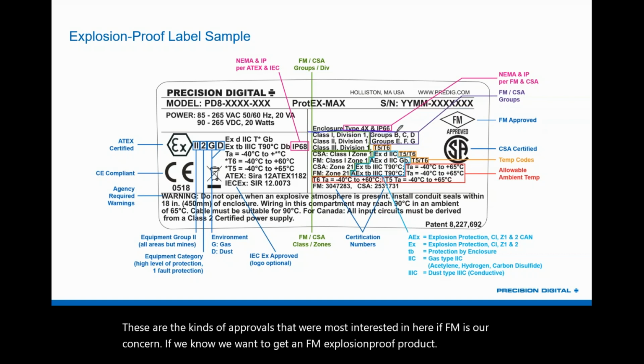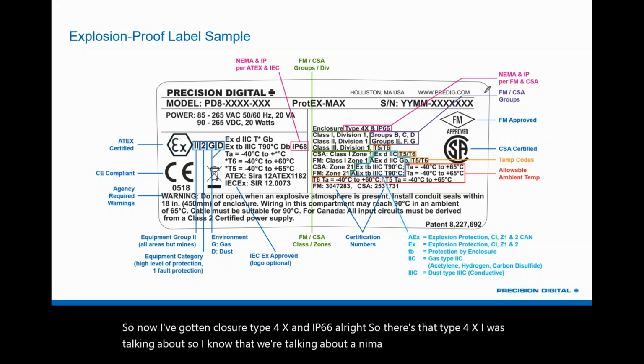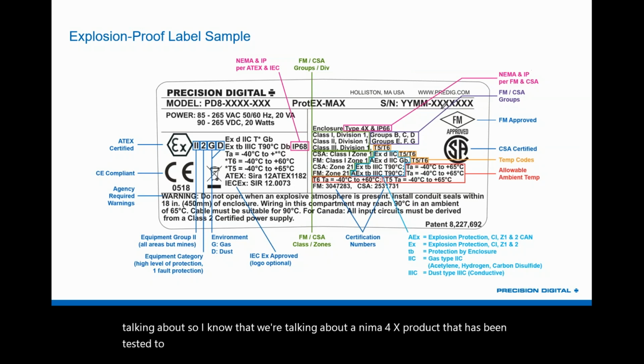So now I've got enclosure type 4X and IP66. All right, so there's that type 4X I was talking about. I know that we're talking about a Nema 4X product that has been tested to be Nema 4X. They also put the IP rating on there.